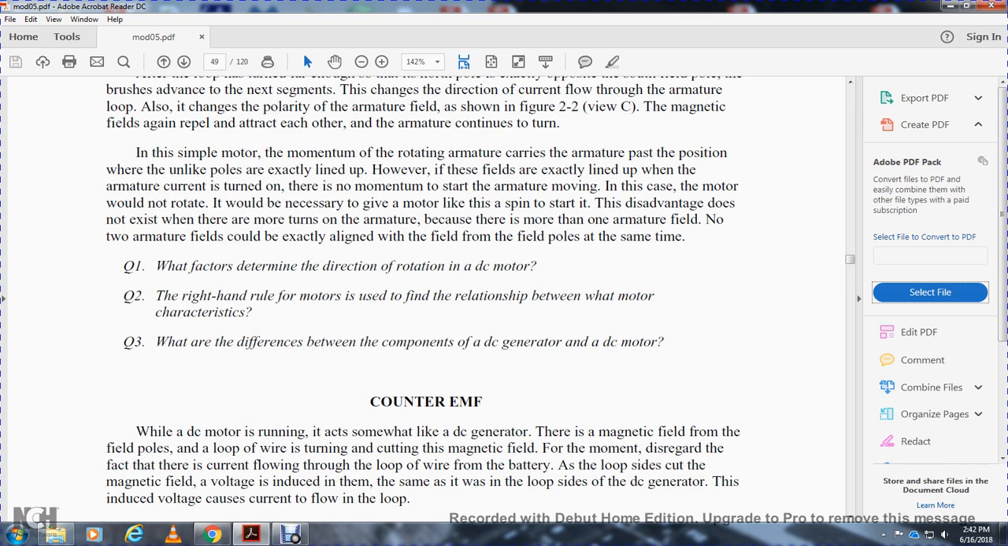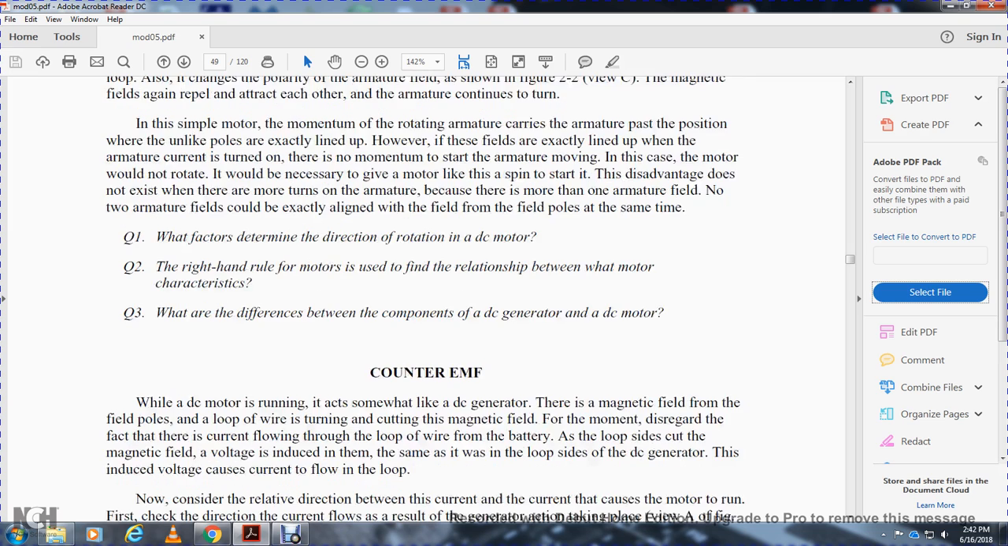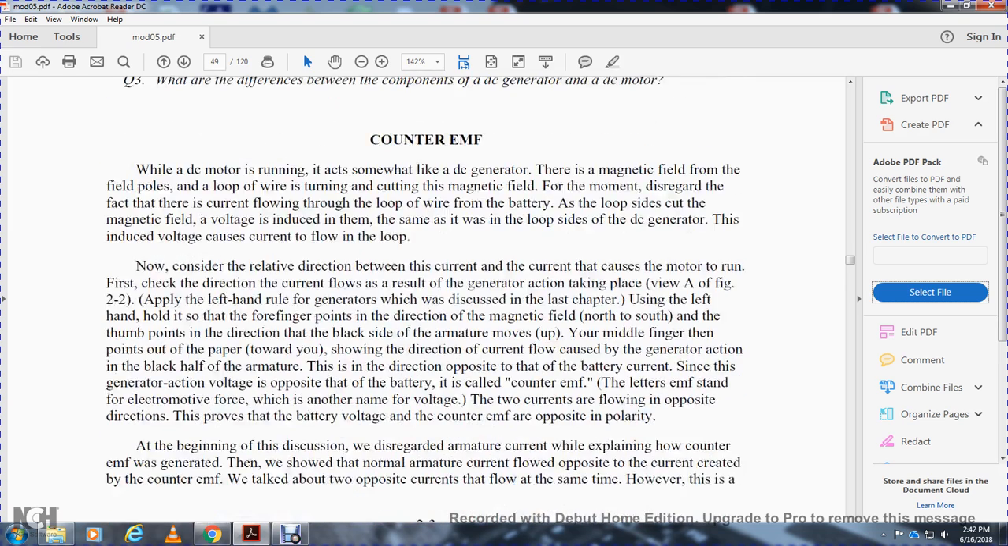Counter EMF. If the DC motor is running, it acts somewhat like a DC generator. Consider the magnetic field from the field pole and the loop of wire turning and cutting the magnetic field. For the moment, disregard the fact that current is flowing through the loop of wire from the battery. As the loop cuts through the magnetic field, a voltage is induced, the same as in a DC generator. This induced voltage causes current to flow in the loop.